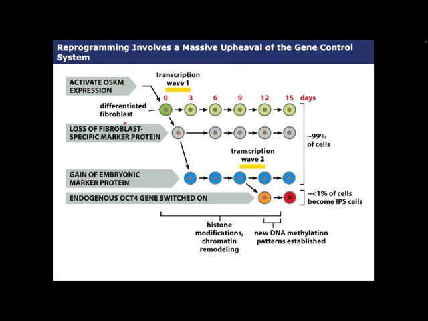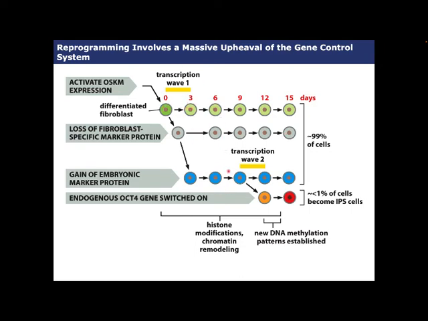And this is another description of the step-by-step changes during the reprogramming. If we introduce the OSKM factors into differentiated fibroblasts, transcription wave 1 is a loss of the fibroblast-specific marker proteins and a gain of embryonic marker proteins, increased in the early days. And then transcription wave 2. In many cases, 99% of cells go through transcription wave 1.